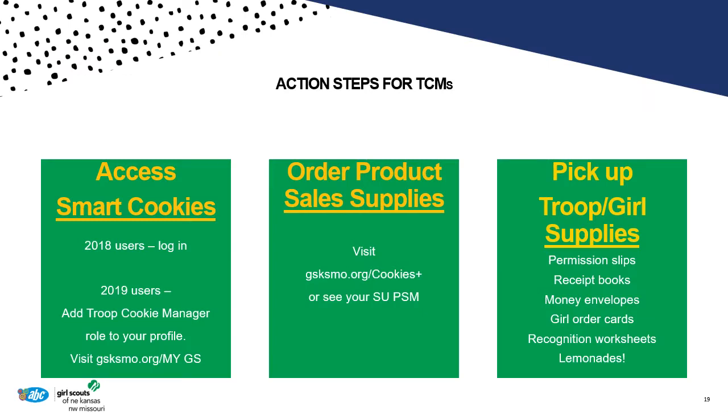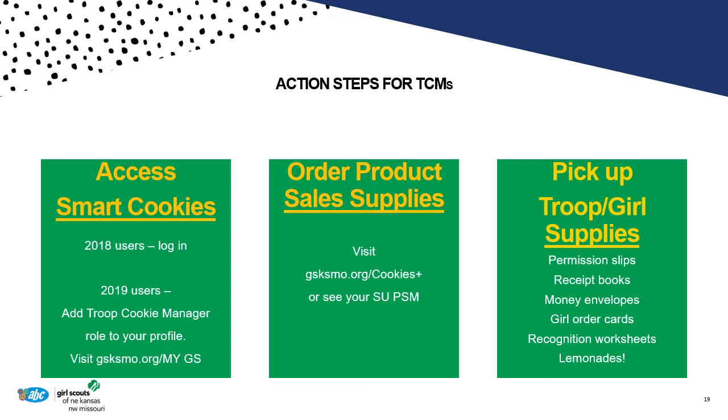Now that we've reviewed Smart Cookies, let's talk about your next steps. First, we want you to try to log in. If you were a 2018 user, you can log in now. Use your 2018 username and password. If you're a 2019 user, hang tight. That registration email is coming after Thanksgiving, but we need you to make sure that you add the Troop Cookie Manager role to your profile by November 18th.